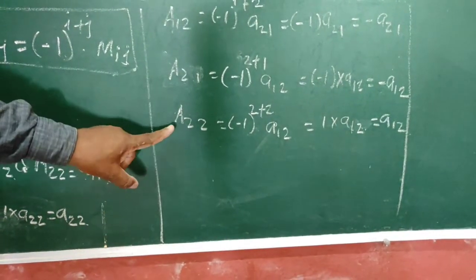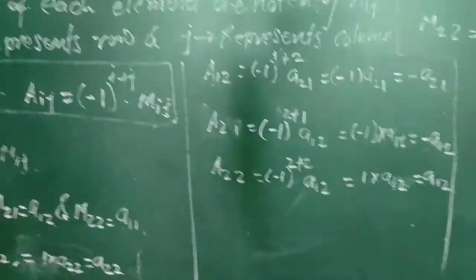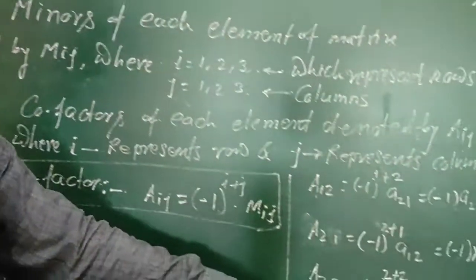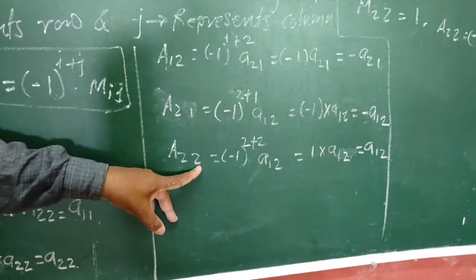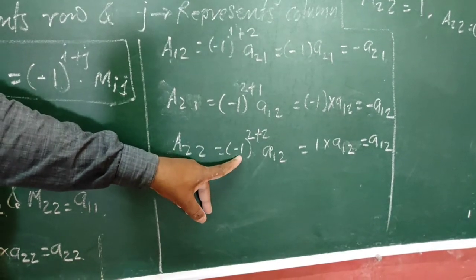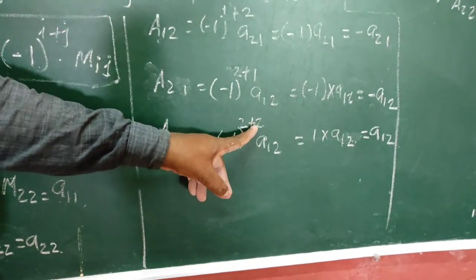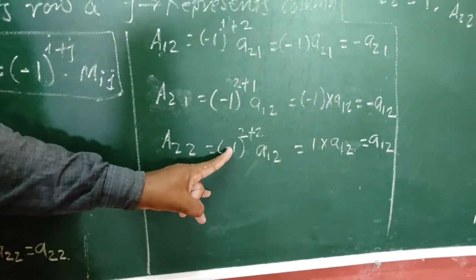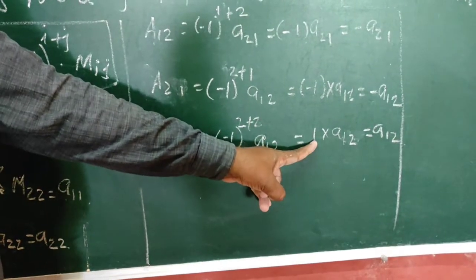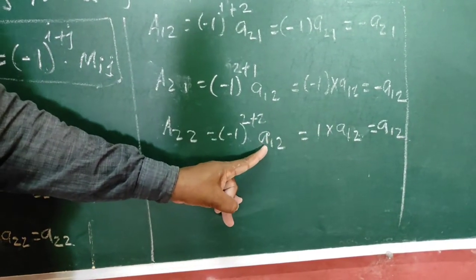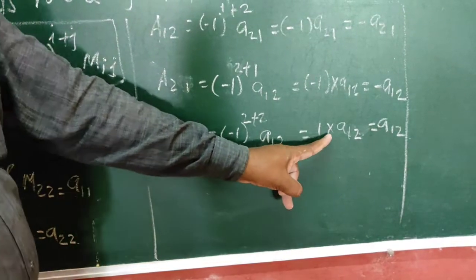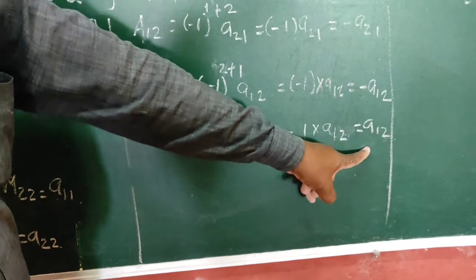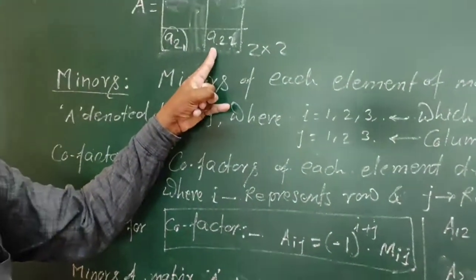Now we come to the last element, that is the element in the second row and second column. So here, determine second row, second column. It is equal to minus 1 raised to the power i is equal to 2 and j is equal to 2. 2 plus 2 is 4, and therefore minus 1 raised to the power 4 is 1 itself, and 1 into the minor, that is A11, is equal to A11. So in this way we can find the cofactor of the last element A22.